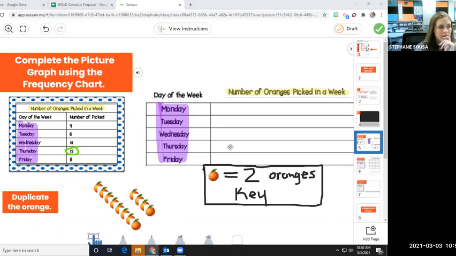All right. Okay, let's take a look. Our first category is Monday. For Monday, we've got to show 4 oranges. Let's count by twos as we move our oranges. 2, 4. Done. Any questions on why we only have 2 oranges there?